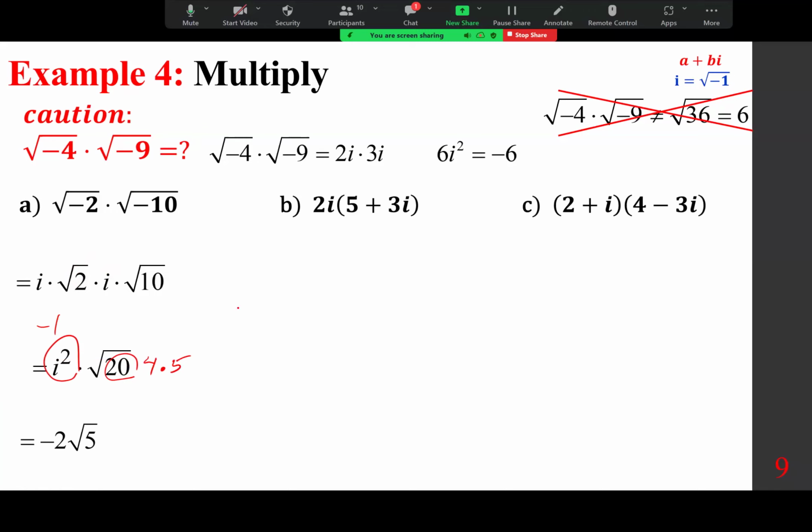We want this one, we are going to distribute. So 2i times 5, 10i. 2i times 3i is 6i squared. i squared is replaced by negative 1. We get 10i minus 6, and then we put it in standard form of a plus bi.